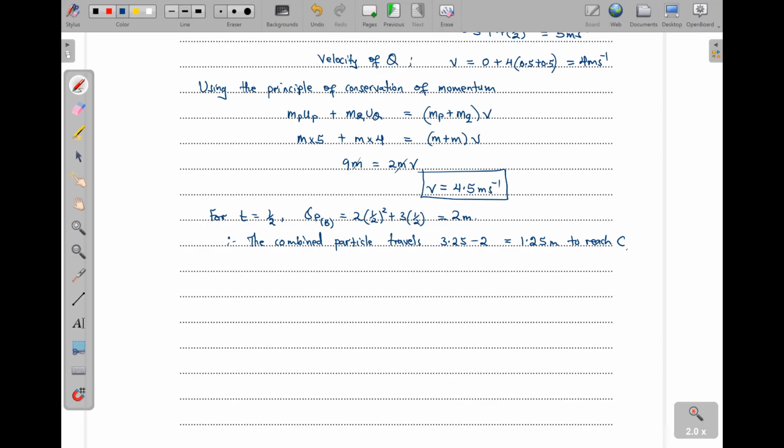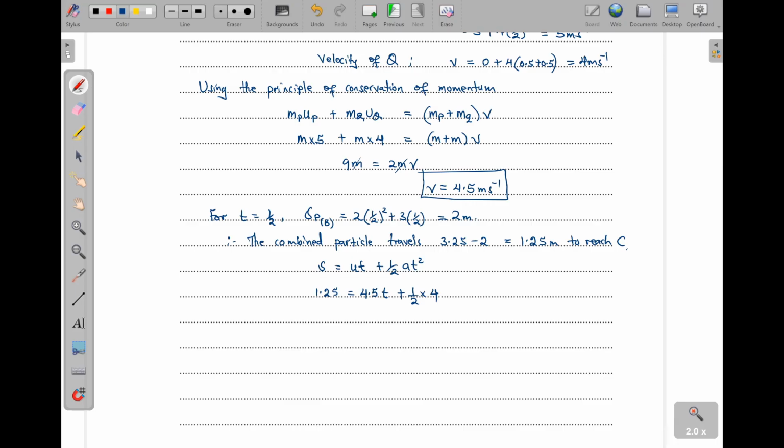Okay, now if S is equal to UT plus a half AT squared, our S is 1.25, which is equal to the initial speed. This is the one we have gotten. After they have collided, which speed does this combined particle move with? That is the 4.5. We don't know the time taken there. Then plus 1 over 2. Of course, the acceleration here is going to remain the 4. Acceleration remains 4 because it is still on the same plane.